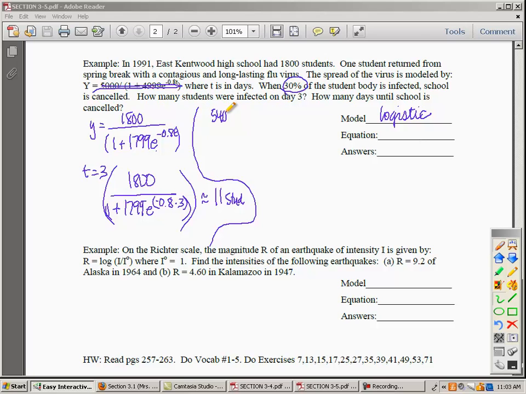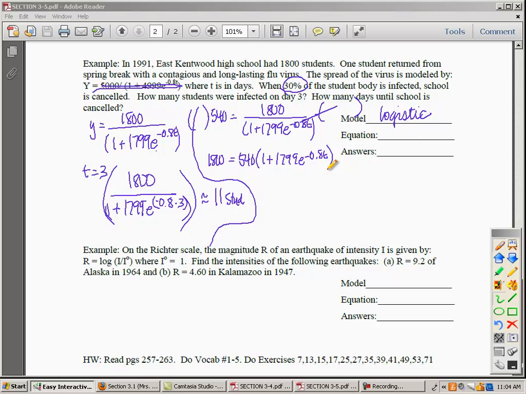So 540 students would mean that our school gets canceled. So 1 plus 1799 e to the negative 0.8t. And in order to solve this, what we're going to do is multiply by the denominator, so the denominator cancels out. So here's what I have. I have 1,800 then equals 540 times 1 plus 1799 e to the negative 0.8t.